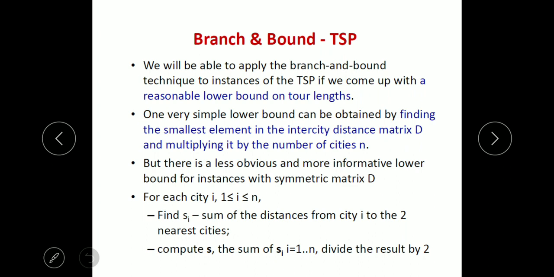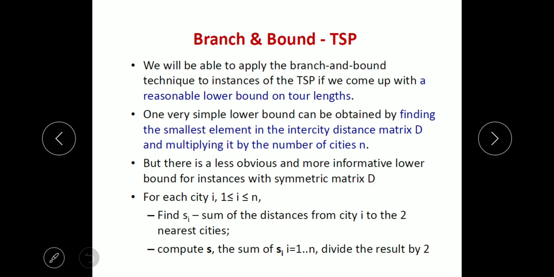We will be able to apply the branch and bound technique to instances of the traveling salesperson problem if we come up with a reasonable lower bound on the tour lengths. We try to find a lower bound on the tour lengths because the traveling salesperson problem is a minimization problem. That is, we want to find a tour whose length is minimum.